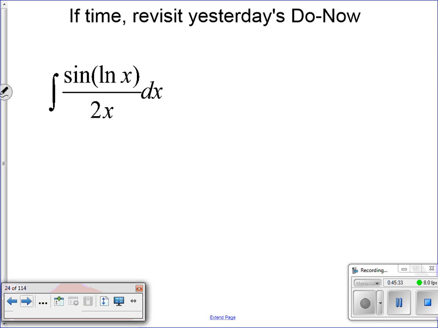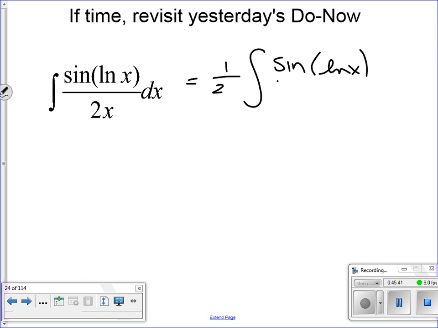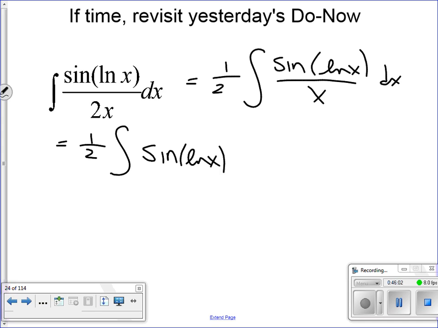But I'm going to pull out this 2 down here. So when I pull it out, it's a half out front. And so I have the sine of ln of x over x. When your inside function is ln of x, that's one of those. We want to first break it up. Instead of looking like a quotient, we're going to break it up to look like a product. So I'm going to rewrite it as the sine of the ln of x times 1 over x. Right? When you divide by x, it's the same as multiplying by 1 over x.